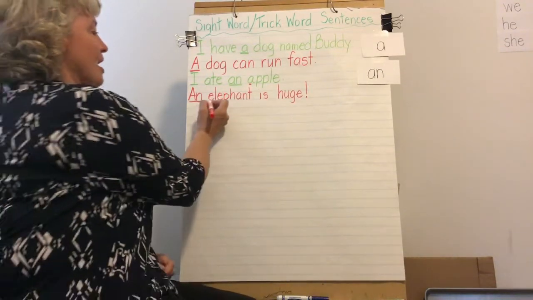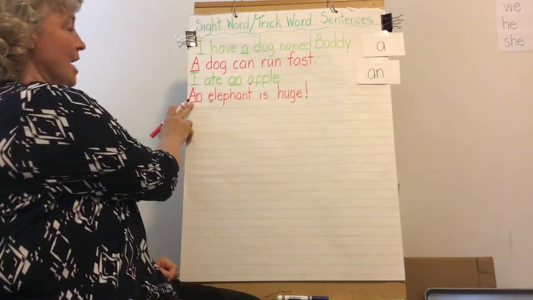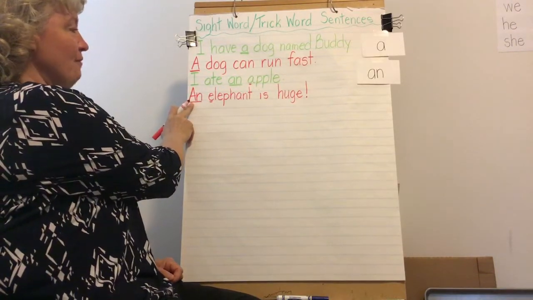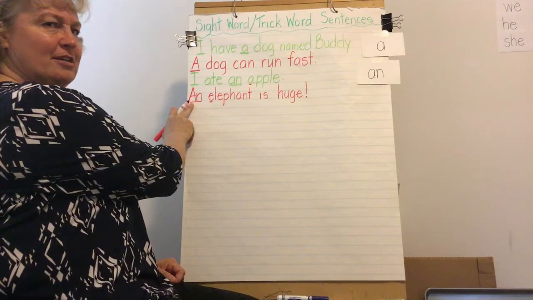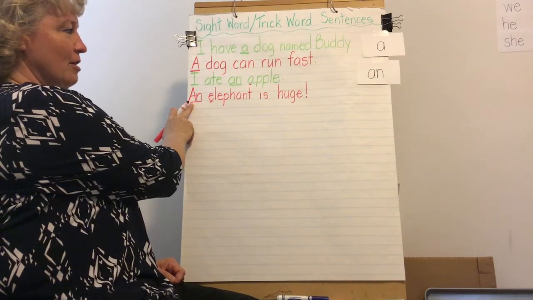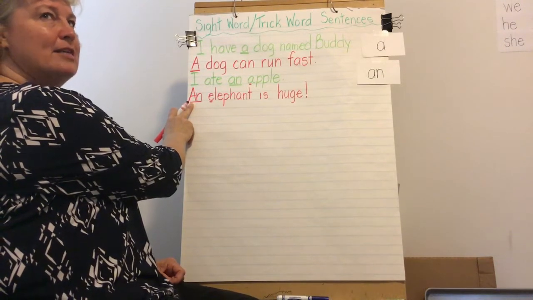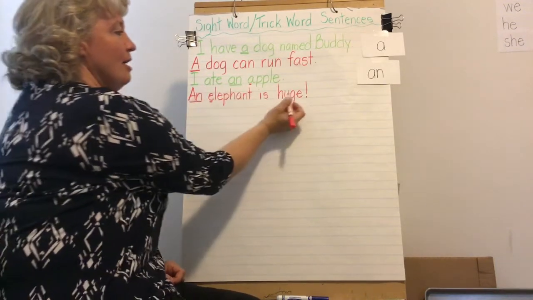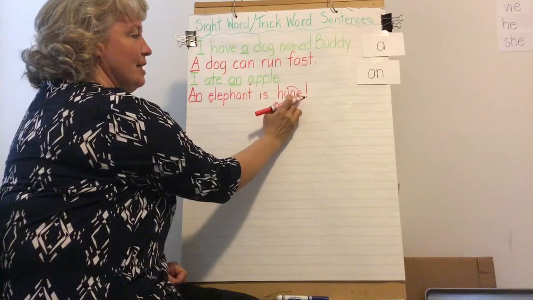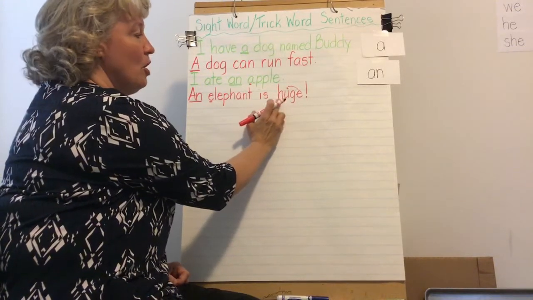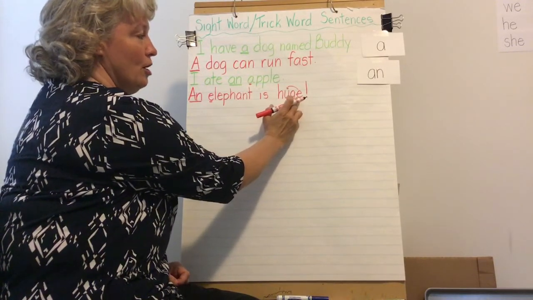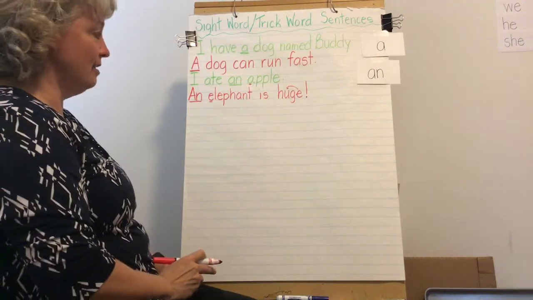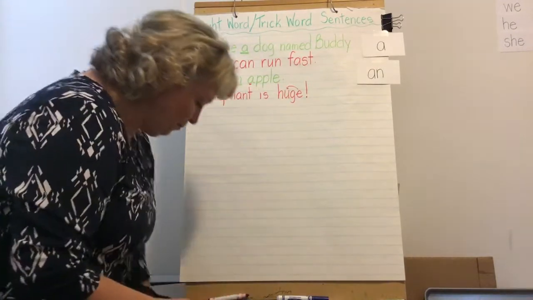I have my exclamation at the end. So again, here's our vowel that comes after the word an. If we said a elephant is huge, it doesn't sound quite the same, doesn't sound quite as right as an elephant is huge. And there's our magic E. The E made the U say U. Huge. And that E stayed silent. All right, ready for our next word?